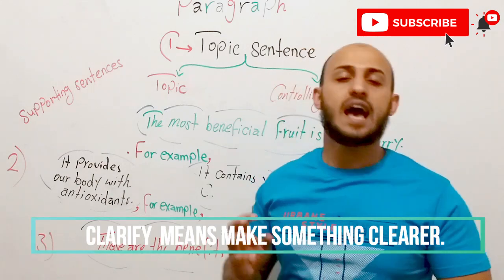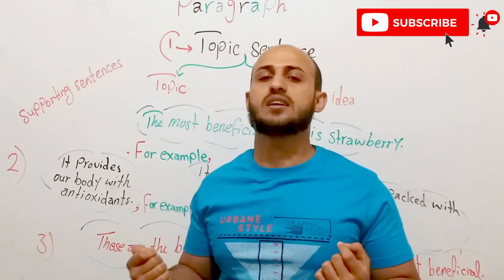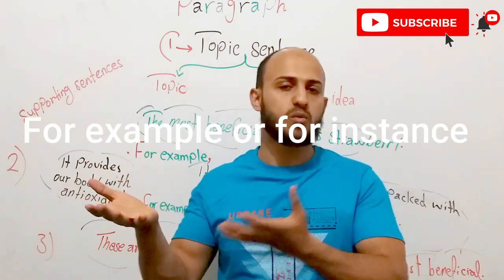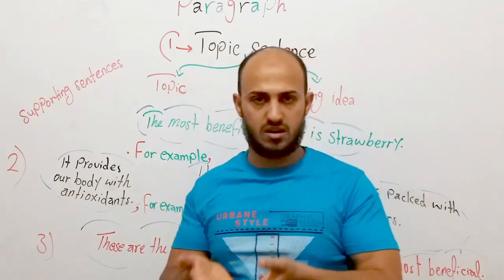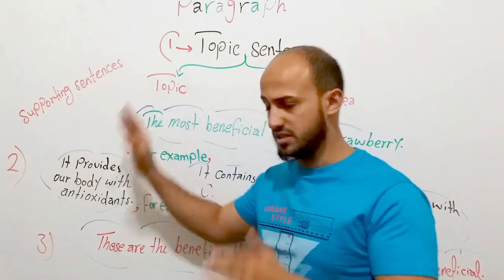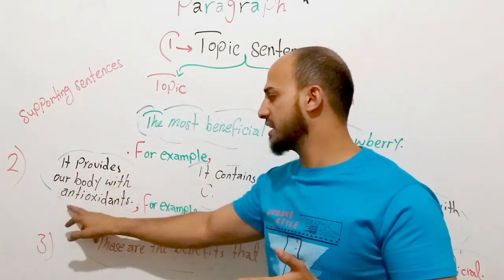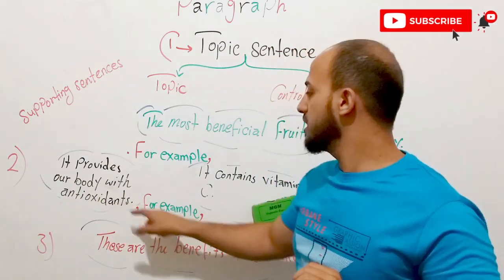How do we do that? We must use a key. What is the key? The key is, for example, or the words for instance. They have the same meaning. All right, so when you use them, you write your supporting sentence. Number one, for example, it provides our body with antioxidants. All right, so, with antioxidants.